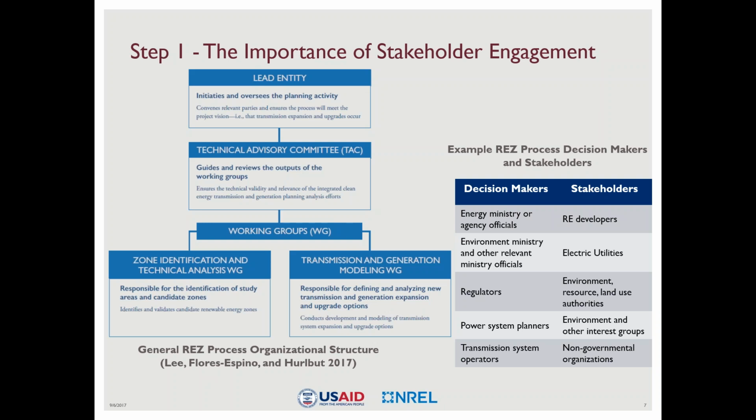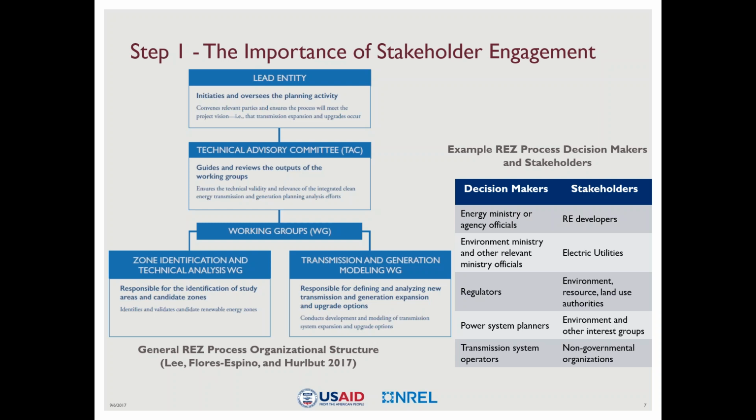But the first working group is the Zone Identification and Technical Analysis Working Group. The groups involved in this zone working group are responsible for the identification of study areas, so where are really good resources located, and candidate zones, where are developers really interested in developing renewable energy projects. And second here is the Transmission and Generation Modeling Working Group, that's responsible for defining and analyzing these new transmission and generation expansion and upgrade options. And we'll discuss in what steps these working groups come into play in the next slides.